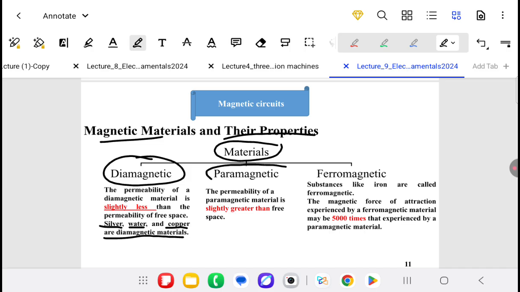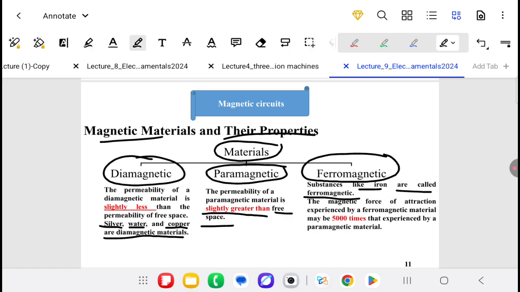For paramagnetic materials, the permeability is slightly greater than that of free space. And the materials that can be used as electromagnets or cores of transformers are the ferromagnetic materials, which are made of iron. Substances like iron are called ferromagnetic or iron alloys. The magnetic force of attraction experienced by ferromagnetic material may be 5,000 times or 1,000 times that experienced by paramagnetic material, which are the materials before that.